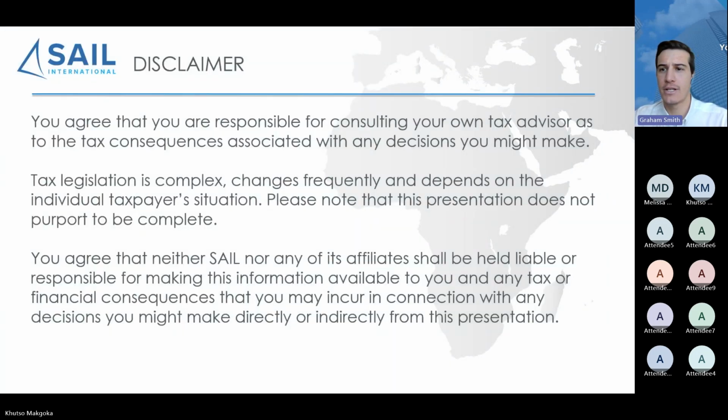Before we get started, just a quick disclaimer that this is generic tax advice, which needs to be tailored to meet your specific situation and desired outcome. We advise seeking tax advice from a tax advisor to ensure that the legislation and laws are correctly applied to meet your specific needs.